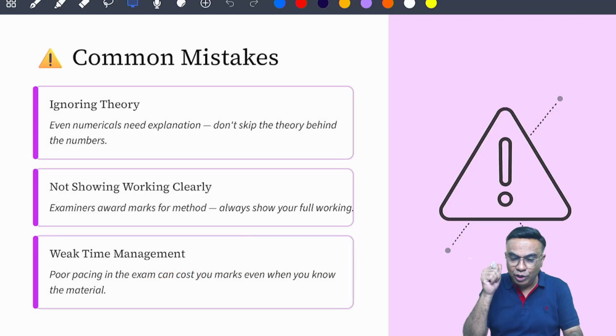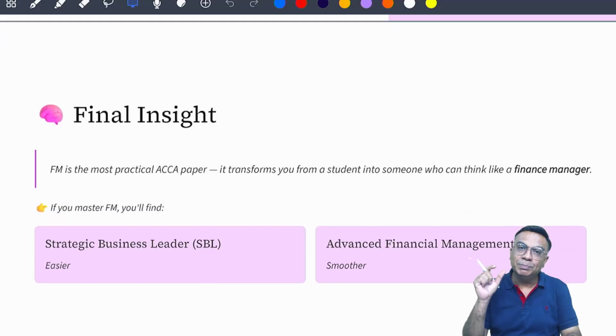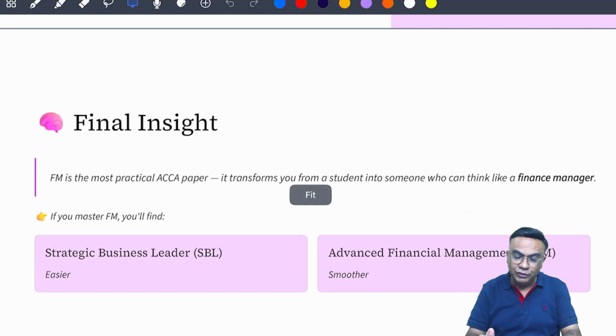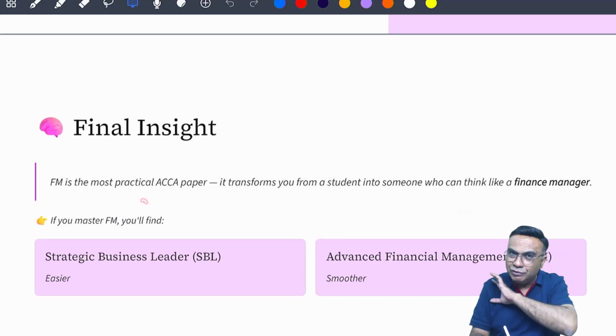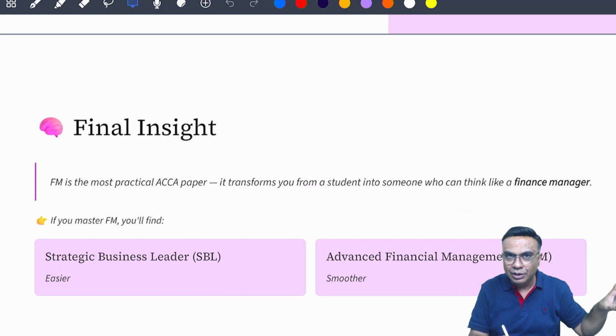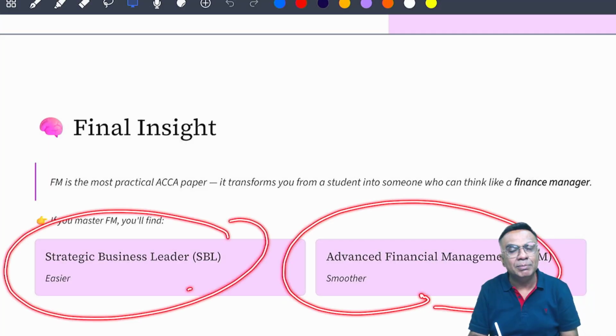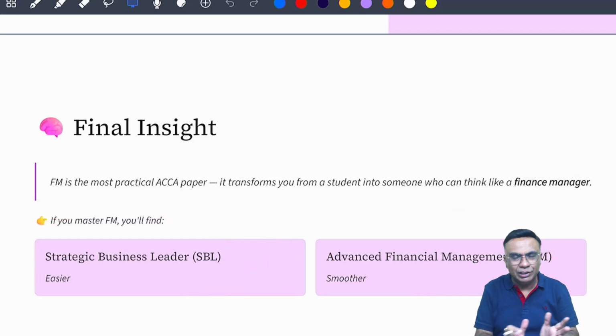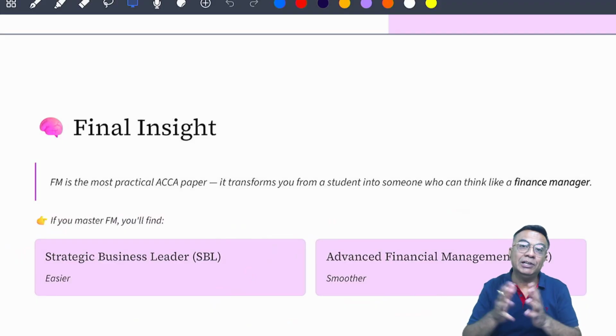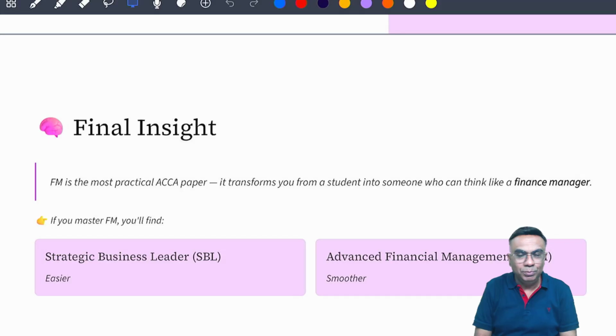Now, if you are hands on with this paper, let me tell you, if your FM9 paper is very good, it will be very comfortable for you to go for the AFM paper. It will be very smooth then, and this is going to help in the SBL paper also. So these two subjects are also connected to FM, and it becomes easy for you to cope up with these papers later. Hope this video helps.